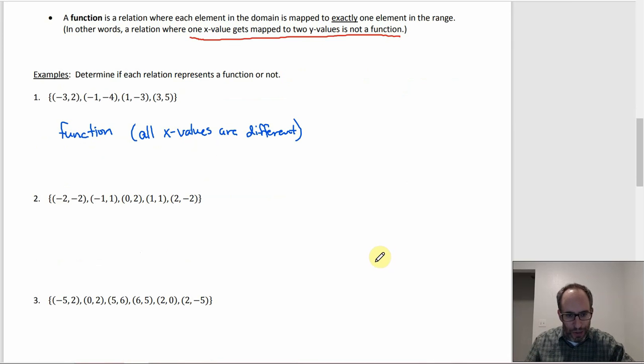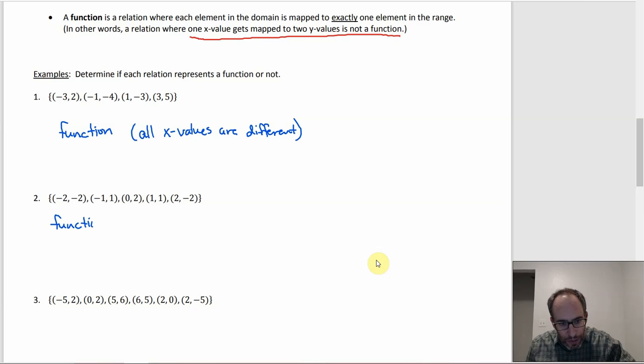The next one, if we look at the x values, they're all different again. Because you got -2, -1, 0, 1, 2. Those are all different. And it's okay that like -2 and 2 both get mapped to -2. That's fine. It's okay if two x values get mapped to the same y value, just not the other way around. So this one is a function as well. And you can use kind of the same logic, right, to say that all of the x values are different. And if that happens automatically, you've got a function.